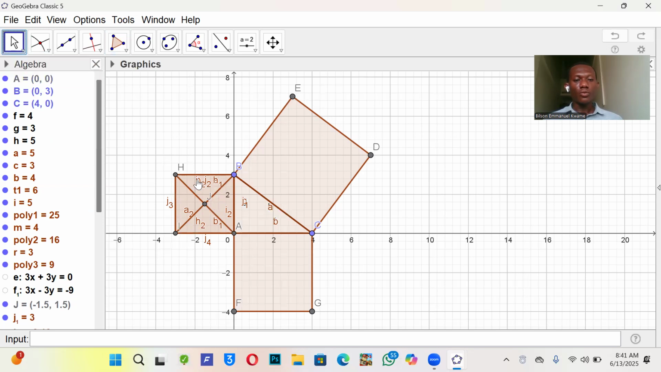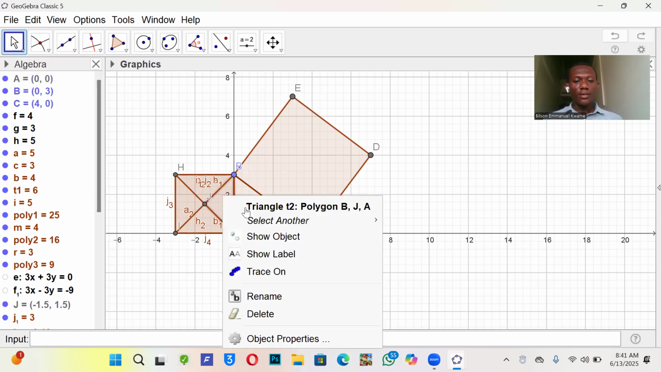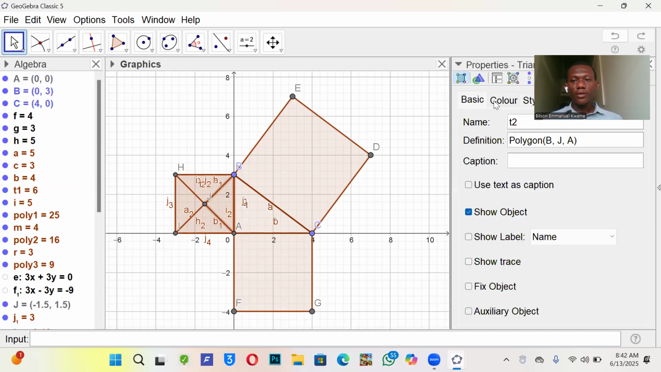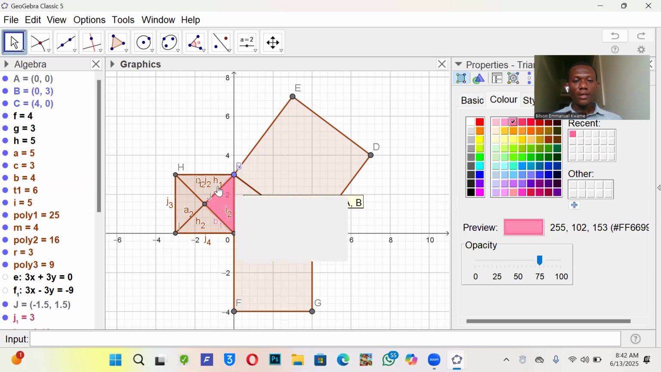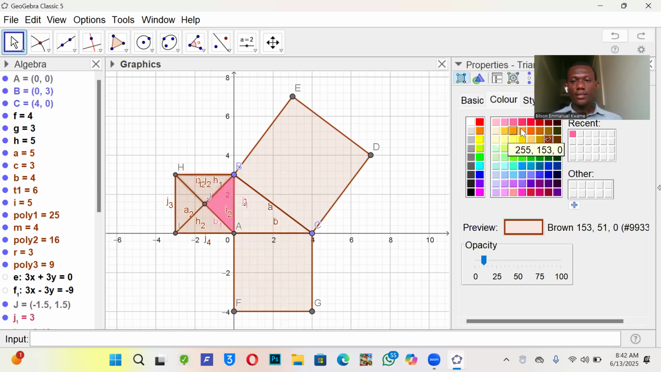We come to the move tool, then we come here, then we right click, then we come to object properties, right? Then we come to color, then let's change it to pink. Then let's increase the opacity, right? Now let's come to this side. Let's change it to, let's say, orange.